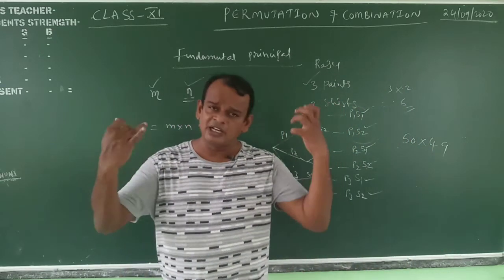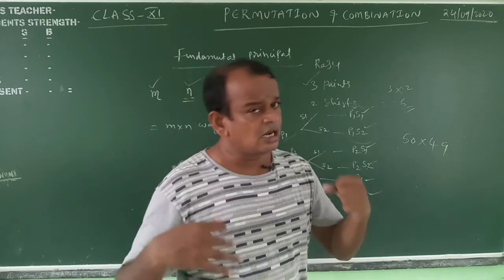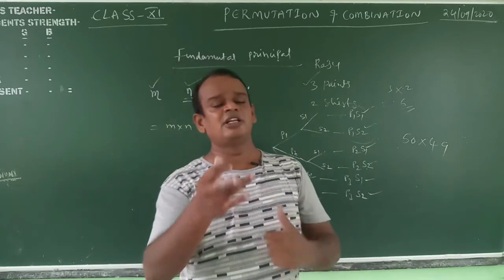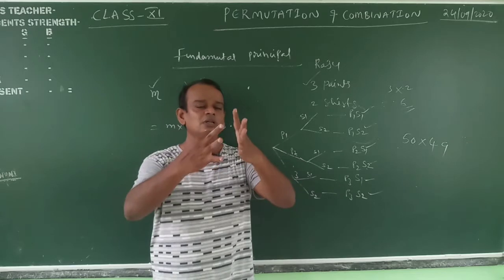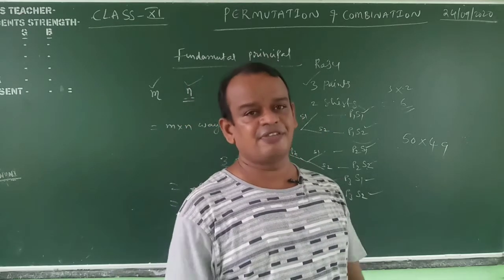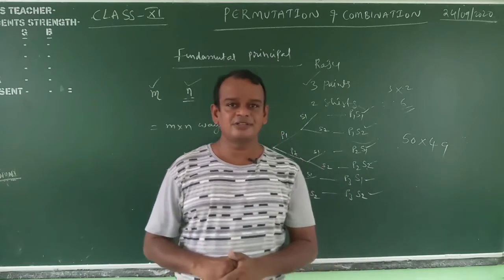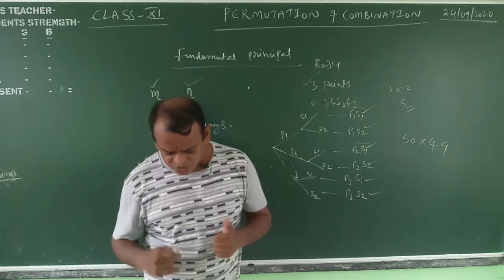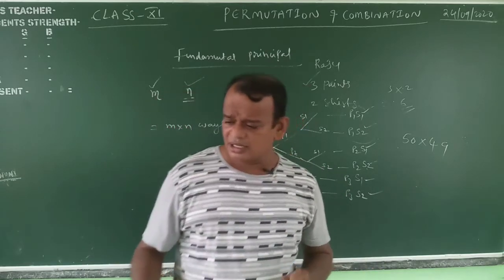If a work can be done in m ways and another work can be done in n ways, then these two works combined can be done in m into n different ways. Okay, my dear students. Now I am taking the next topic.